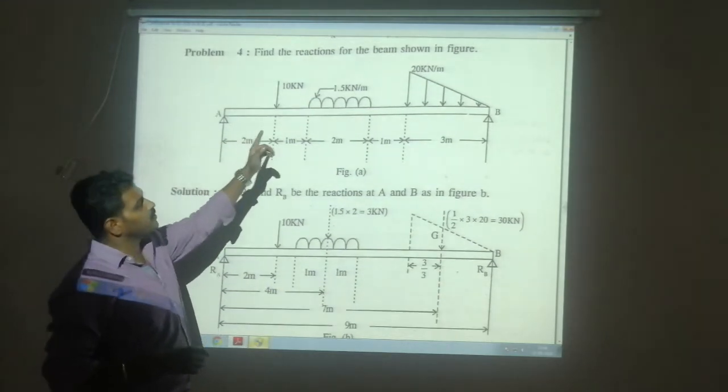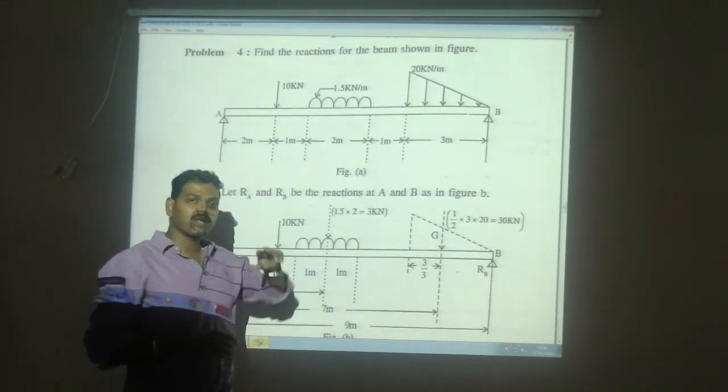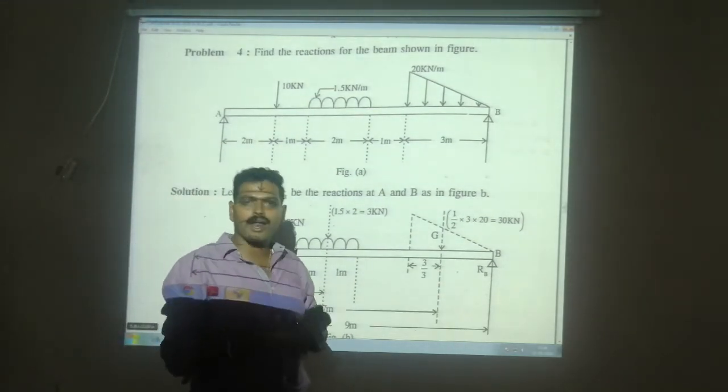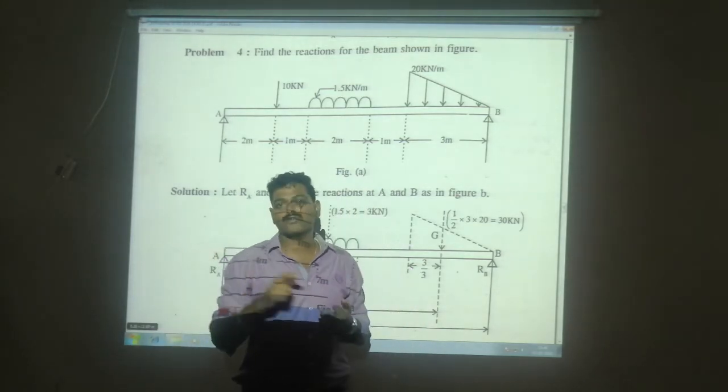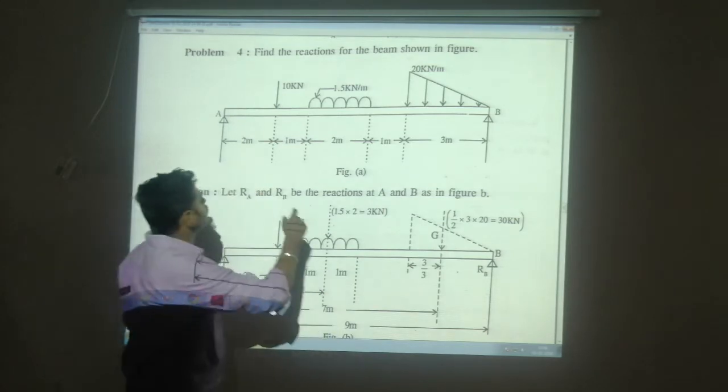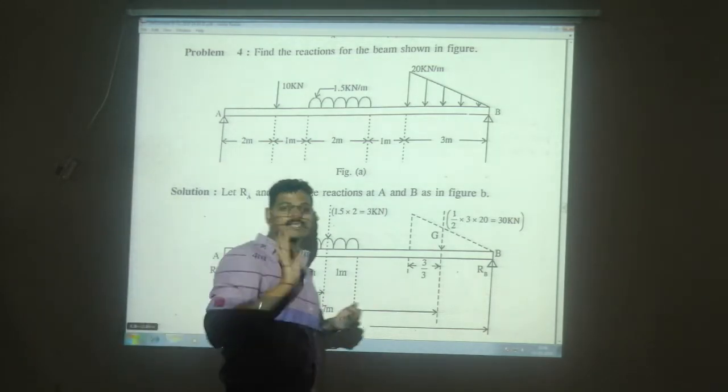Find the reactions for the beam as shown in figure. So previous problems had the UDL load, inclined load, point load, but in this numerical you will have a UVL load, uniformly varying load. So there are three kinds of loads acting on the same beam.